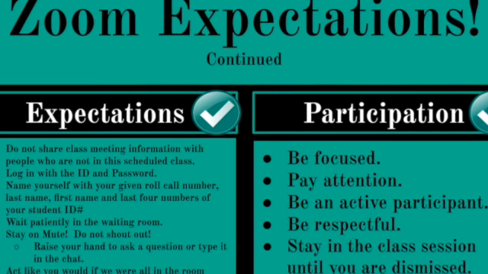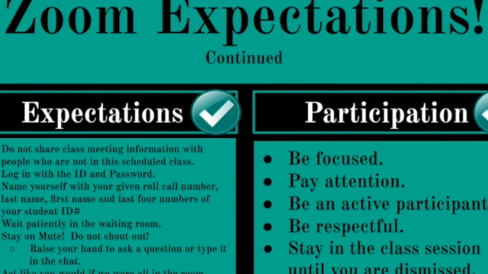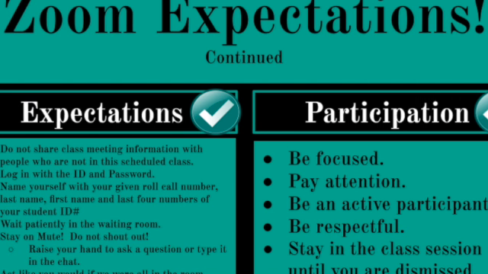It is more important than ever that students be focused and pay attention in class. They should be an active participant, be respectful, and stay in class until the session is dismissed.